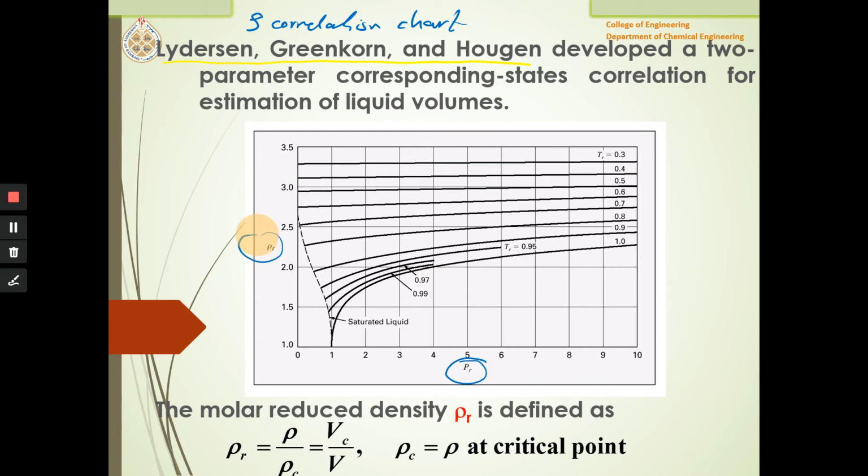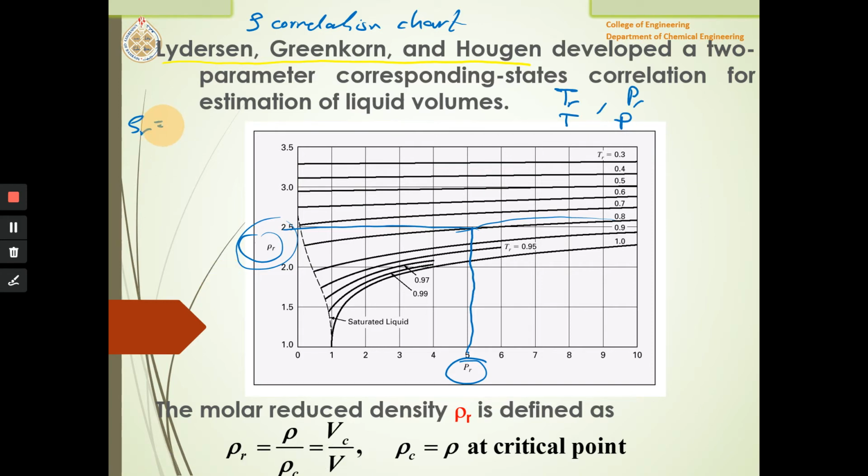And if this is the case, you can just simply find the rho R value. How? By giving the PR, for example, the intersection with the TR will give you what? Rho R value. And then, if TR was given, PR was given, means T and P were originally given, right? So the unknown that is needed is volume. And this chart will give me rho R, not the volume. Okay, let me show you how to get the volume from there.